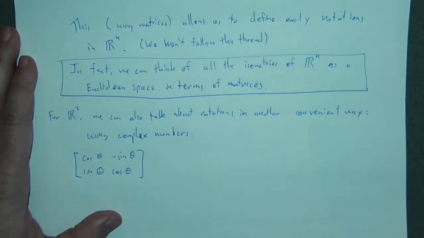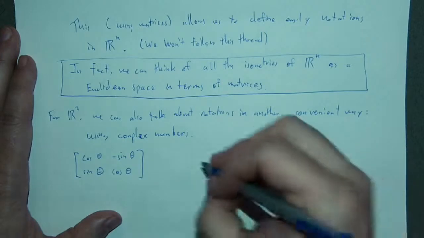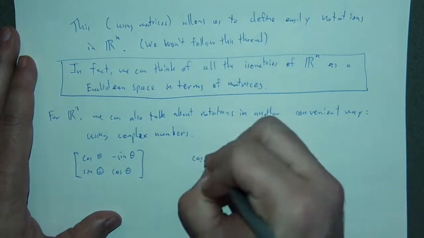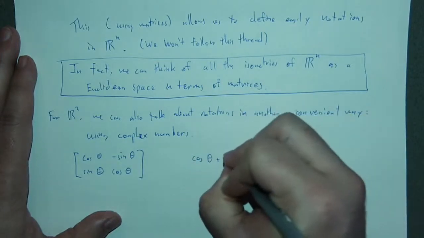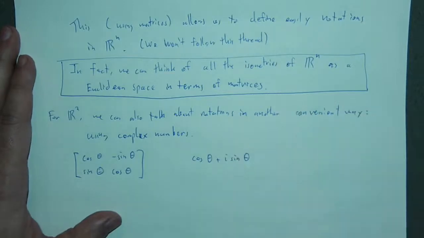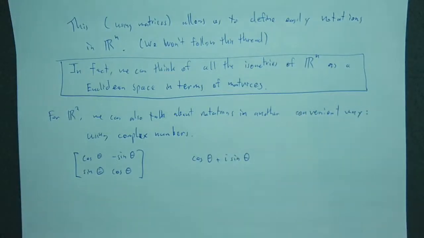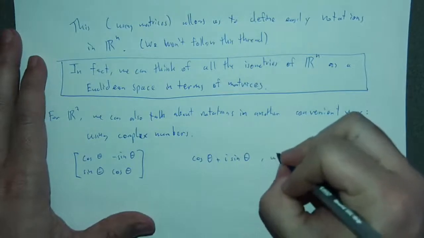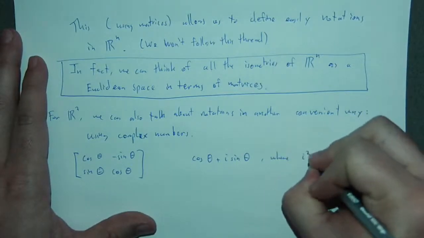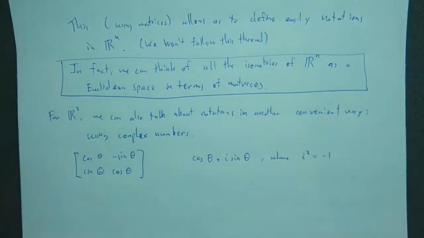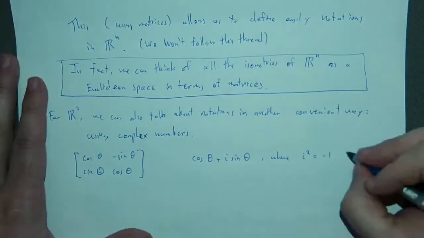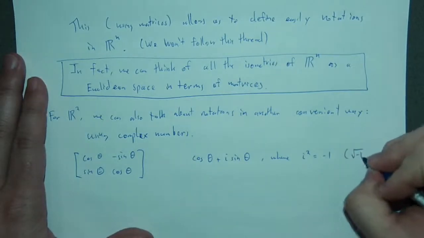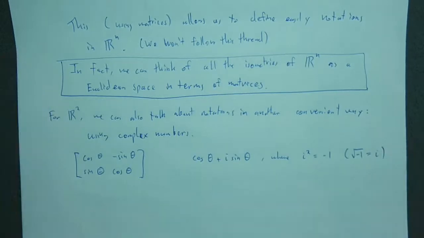Associate to this business a complex number, cosine theta plus I sine theta. Okay, where I squared is equal to -1. Right? Of course, another way of thinking about this is square root of -1 is I.